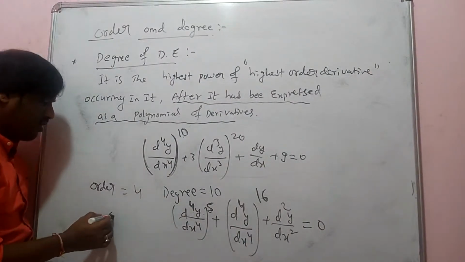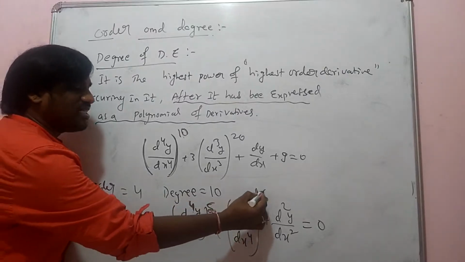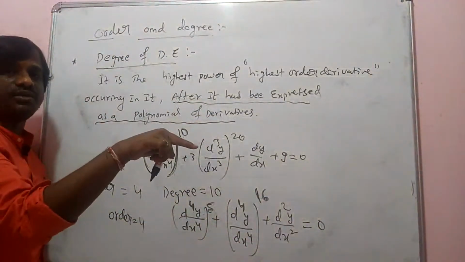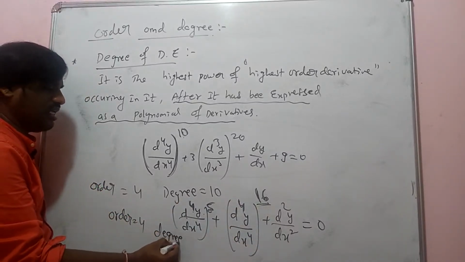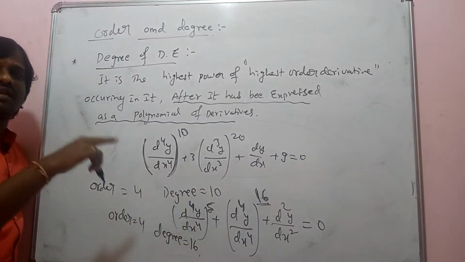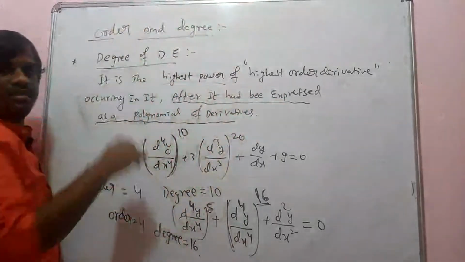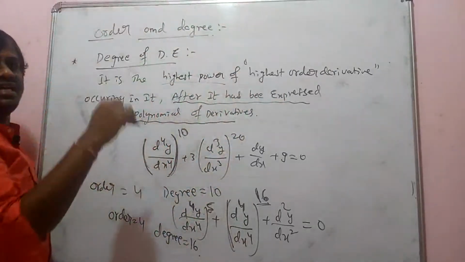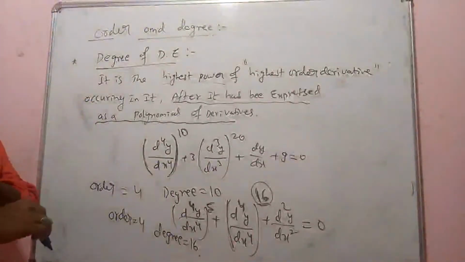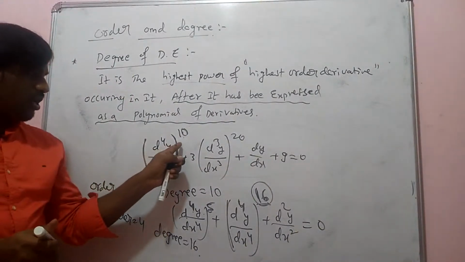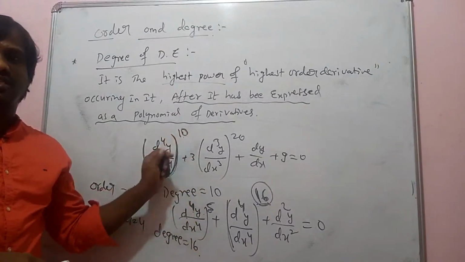So the order is 4. But the power here is 5 and the power here is 16. You have to take the highest power, so 16 is the degree. The degree is equal to 16, because it is the highest power of the highest order derivative. So the degree will be 16 in this case. Did you understand the difference between this and that?